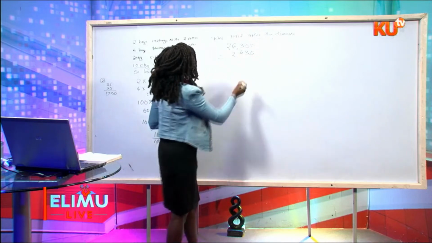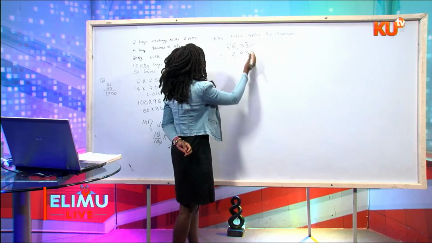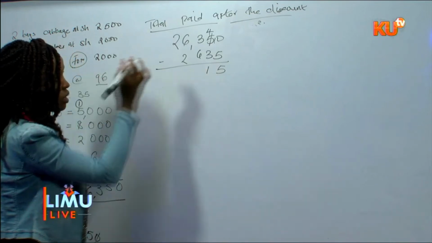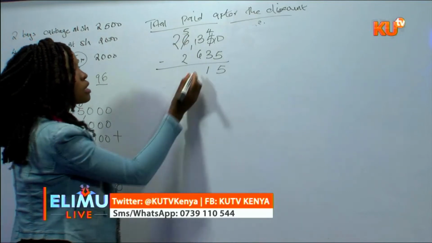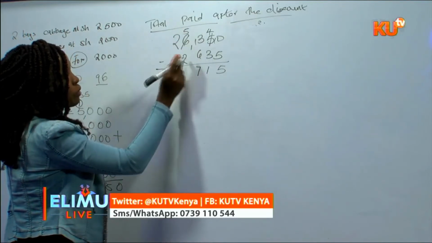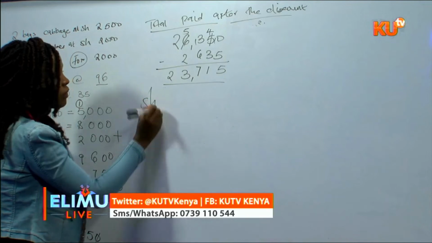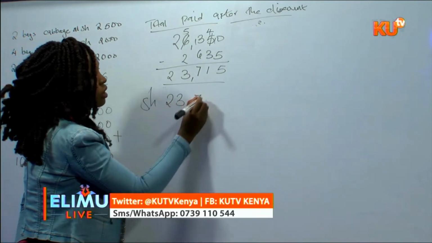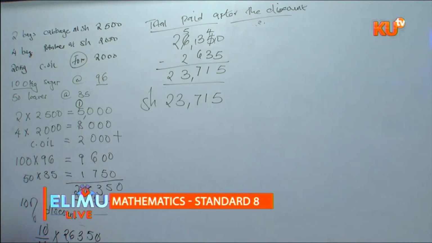So we subtract. We borrow 1, we remain with 4. 10 minus 5 is 5. Then 4 minus 3, we get 1. 3 minus 6, we borrow 1 from 6, we remain with 5. 13 take away 6 is 7. 5 take away 2, we get 3, and then 2. That means after the discount, he paid 23,715 shillings. That was the amount of money he paid for the items after he was given the discount.